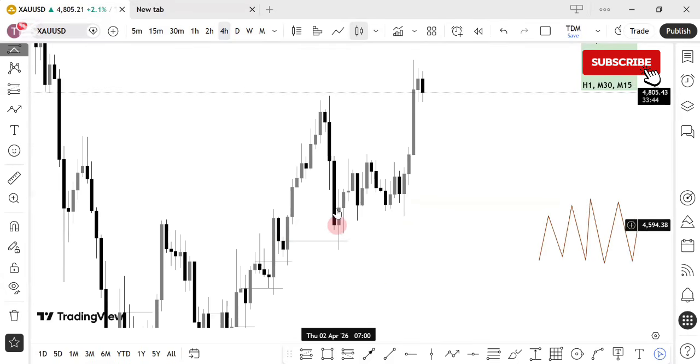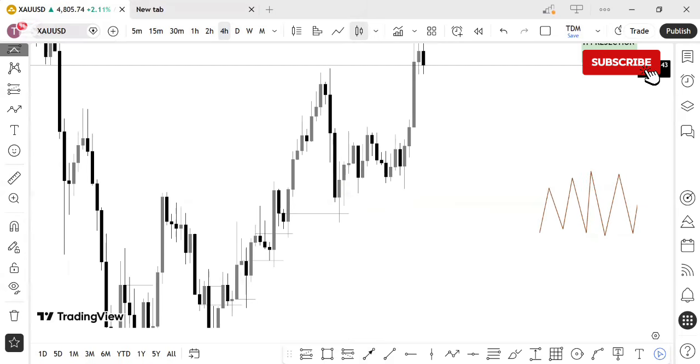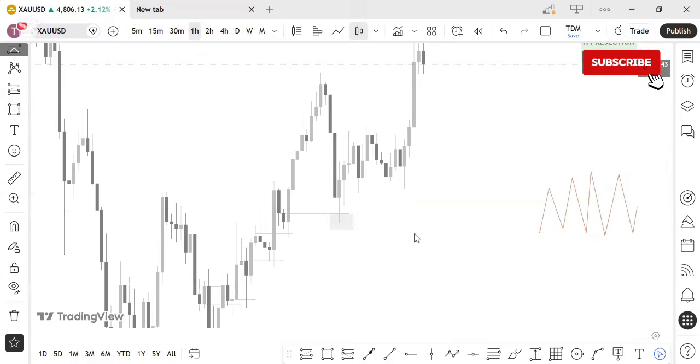Now this is our H4 rejection. You can see this is where I approached from. Let me mark this so I won't go to the 1 hour time frame, you'll be able to see it. So now we had our H4 rejection here. You can see the H4 rejection candle, very perfect. Now let's go to the 1 hour time frame.